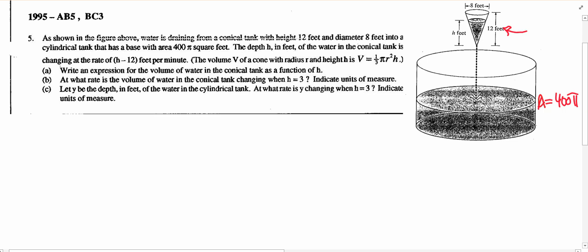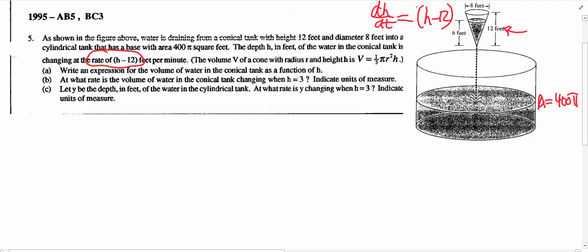The depth h in feet of the water in the tank is changing at a rate of h minus 12. So dh/dt is equal to whatever the height is minus 12 feet per minute. They gave you the volume formula, which is helpful, and they usually do. Write an expression for the volume of water just in the cone as a function of h.